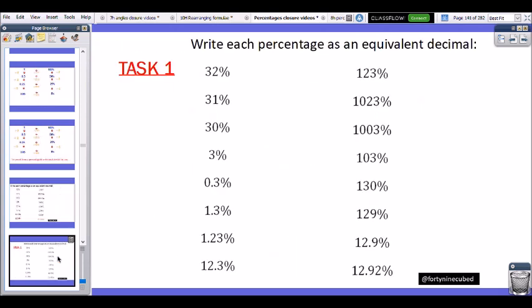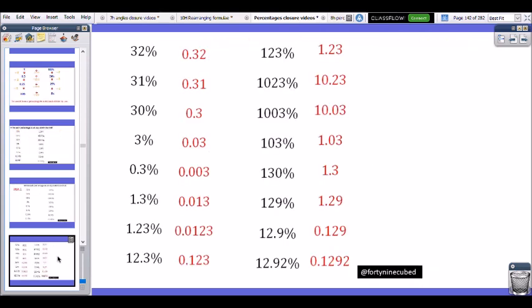On the worksheet that I've attached for you, please can you find task 1 and work your way through it. Don't spend any longer than 5 or 10 minutes on it, please. And then your solutions are attached. So here are your answers to task 1.